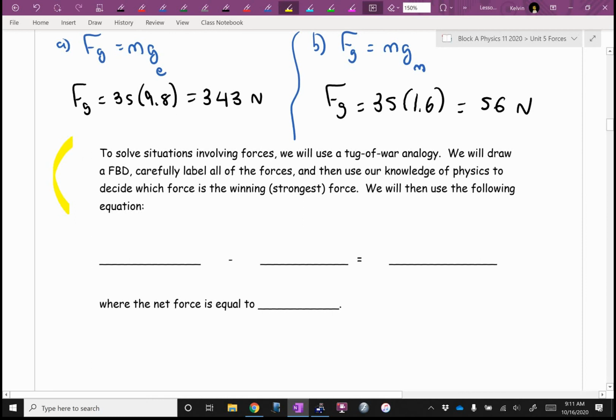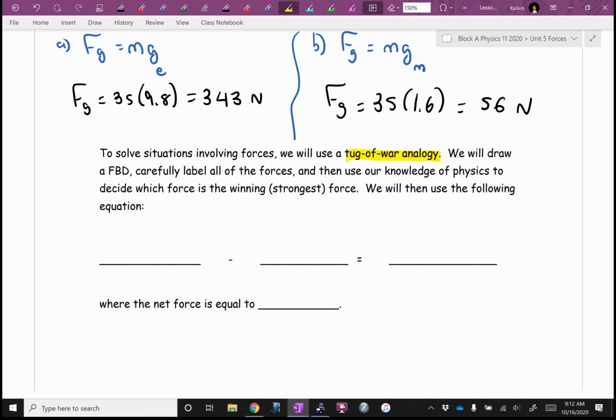Here's the key concept. Here's the whole thrust of this lesson. If listing your data, DFIC, was the handy dandy tool I gave you in the last lesson, your tool in this unit is going to be a free body diagram. To solve situations involving forces, we're going to use a little tug of war analogy. We're going to draw a free body diagram, carefully label all the forces, figure out any missing ones by using Newton's laws, and then we're going to decide which is the winning or strongest force.